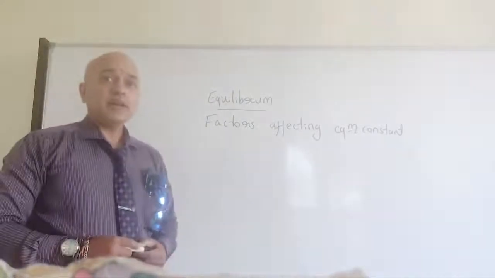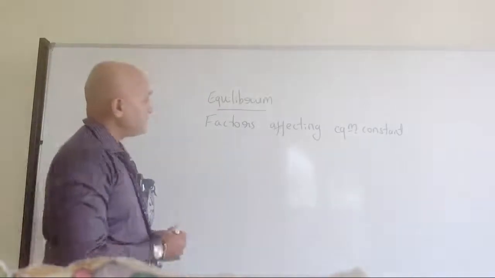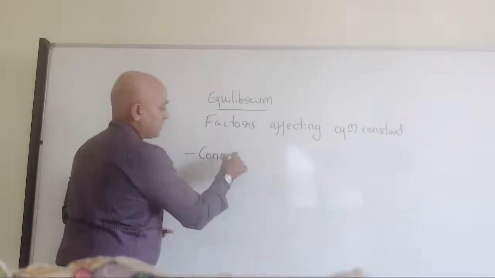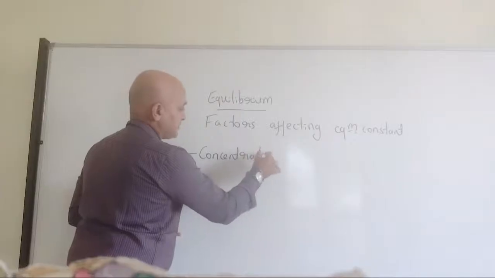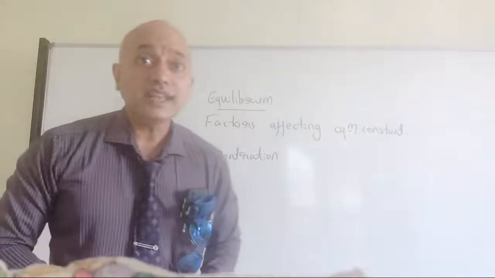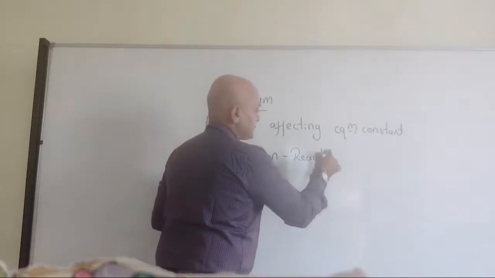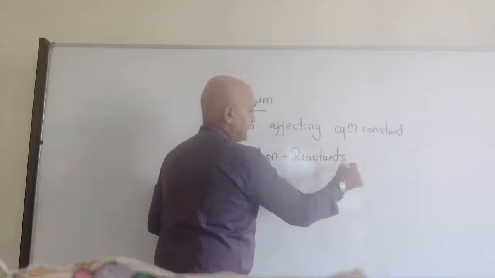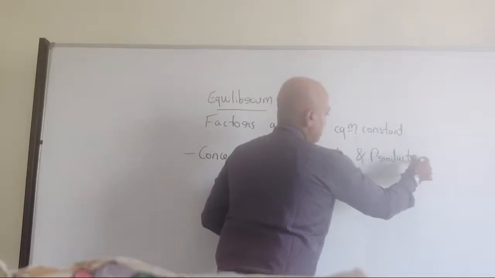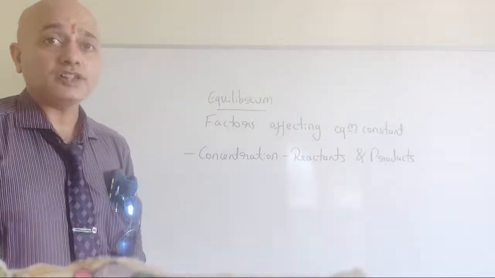Now, naturally, when I am talking about the factors which can affect the equilibrium constant value, the first one will be concentration. So, concentration of what? Concentration of reactants and products involved in that reaction. That's where it's going to decide the equilibrium constant.